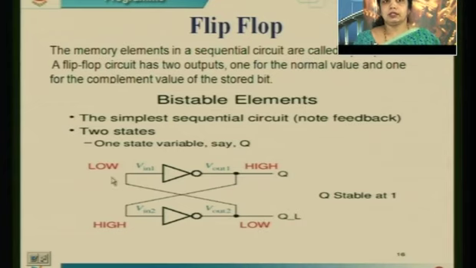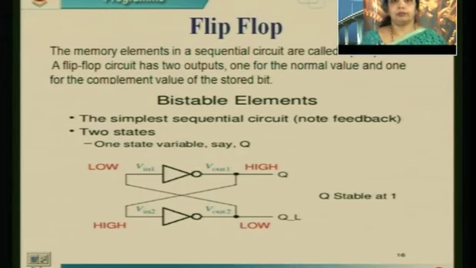So consider that I am applying a low value here. The output of the first NOT gate will be high, which in turn is connected back to the lower NOT gate as high. So the output of this NOT gate will be low. Together we can say the output of this bistable element is high and low, which are the normal output as well as the complemented output. So this is a basic bistable element to build a flip-flop.